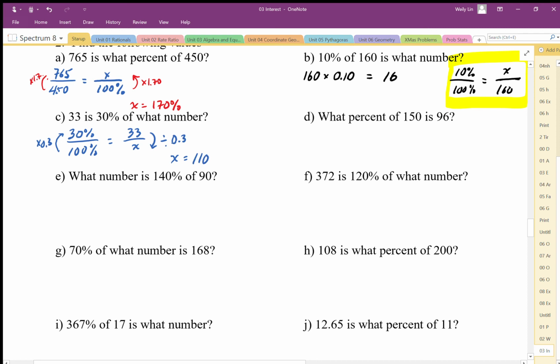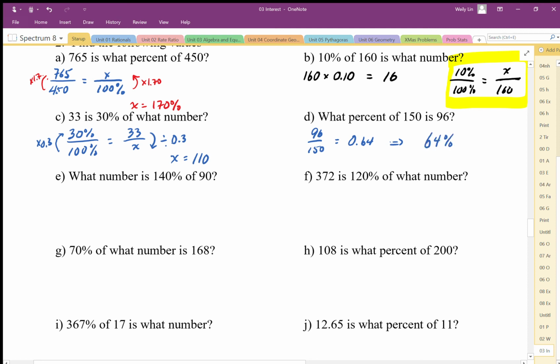What percent is 96 of 150? Well, 96 is my part. 150 is the whole. If I just divide those two numbers, I'm going to get a decimal percentage. 96 divided by 150 equals 0.64. I'm taking a shortcut here: I'm just doing the division, getting the decimal rate, and converting that to 64%.